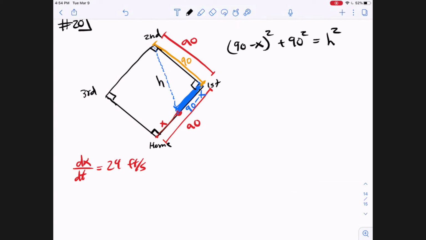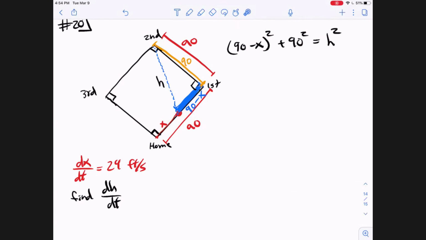I want to know, essentially, they're asking us to find dh over dt. How fast is the distance to second base changing? Now we got our Pythagorean theorem right here. So 90 minus x squared, that's the blue, plus the 90 squared, that's the orange, equals h squared, which is the hypotenuse of the triangle.